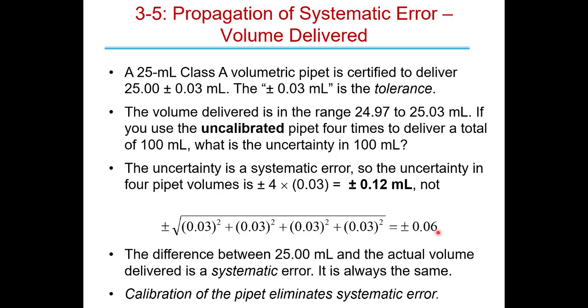That would be 0.06, which you'll see is significantly less than the uncertainty that we get by adding the systematic errors, because we might be off by this much, depending on how close to the limits of this tolerance we are. So the difference between 25 milliliters and the actual volume, like I said, is a systematic error. But if we decide to calibrate our pipette like we learned to do in lab, then we can eliminate the systematic error, because we will then know what it delivers actually on average.